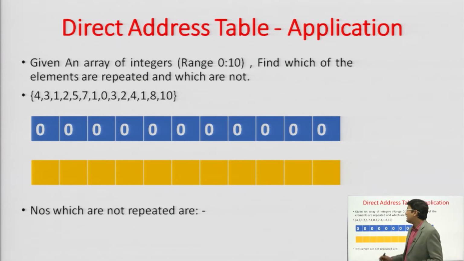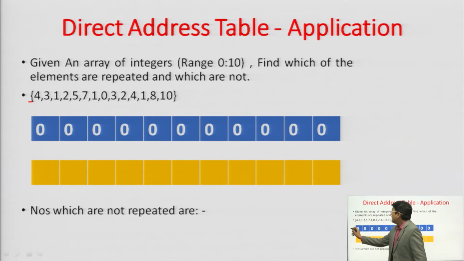For example, let's say we have some numbers given: 4, 3, 1, 2, 5 and so on and so forth. All these numbers are in the range of 0 to 10, and we have to find out which of the numbers are repeated in this set and which of the numbers are not repeated. So let's take a table and let's say this is the direct address table.